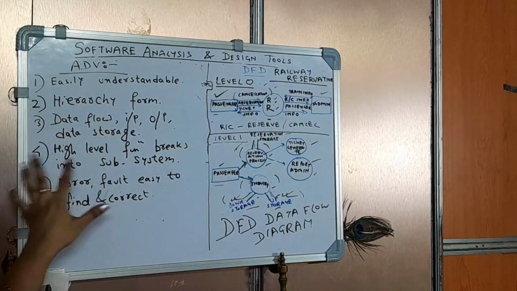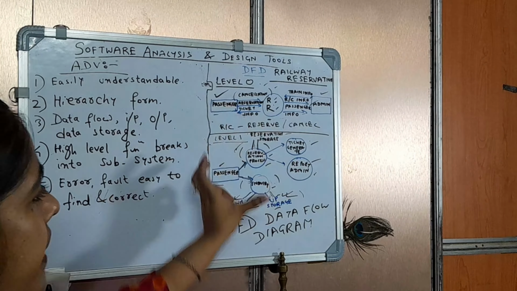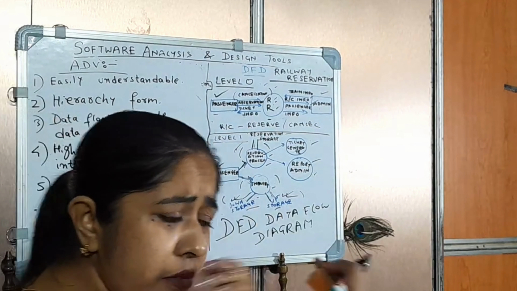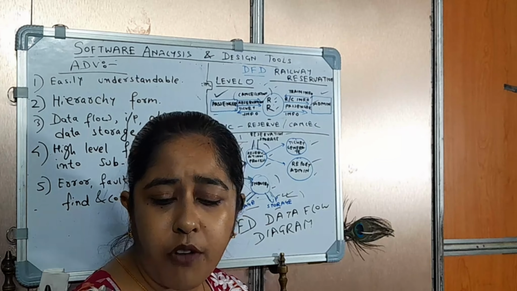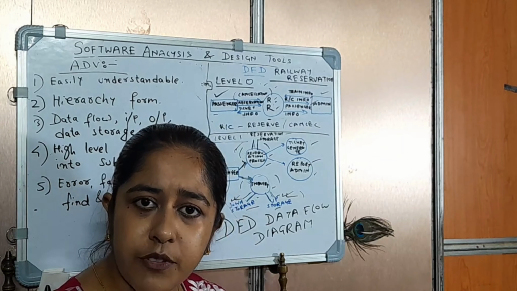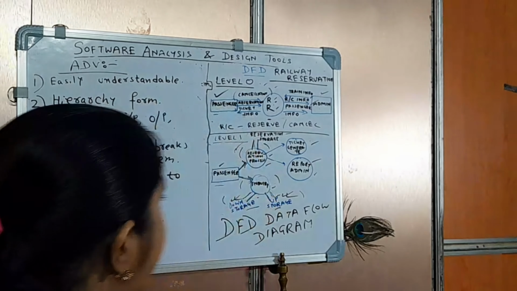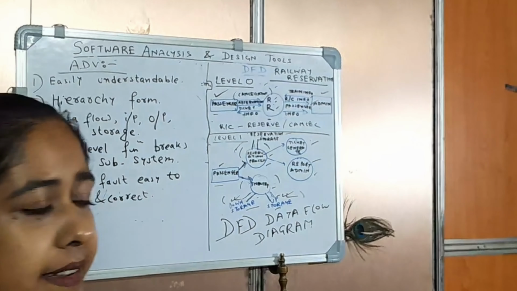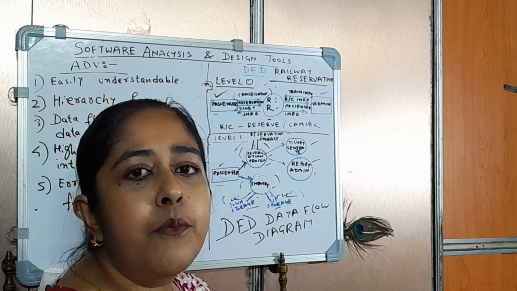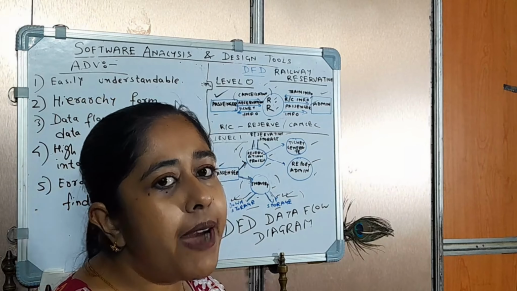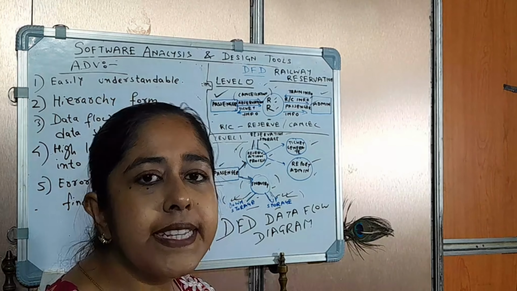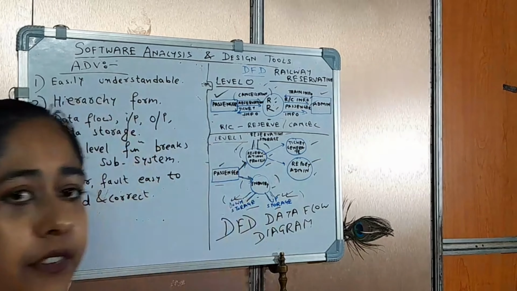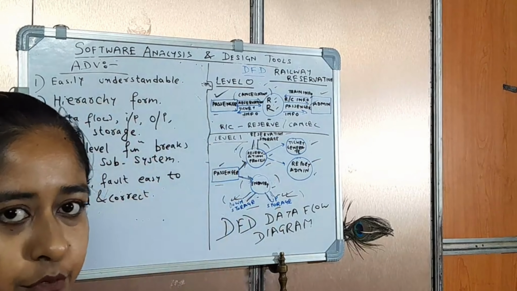The high level function is broken up into basic subsystems, so the more you break the subsystems, obviously the more details of your system you get. And if an error or fault occurs in any particular process, you can easily find that error or fault and handle it. Clear? So this is what happens with our DFD, data flow diagram.